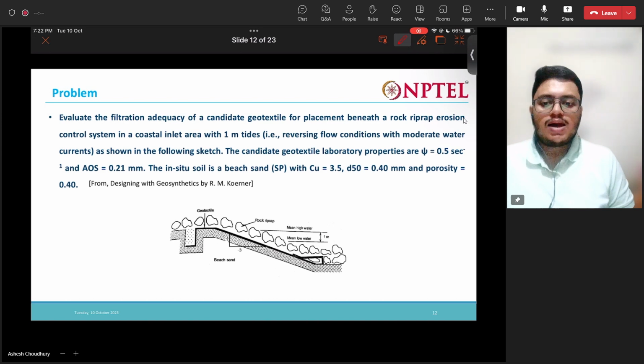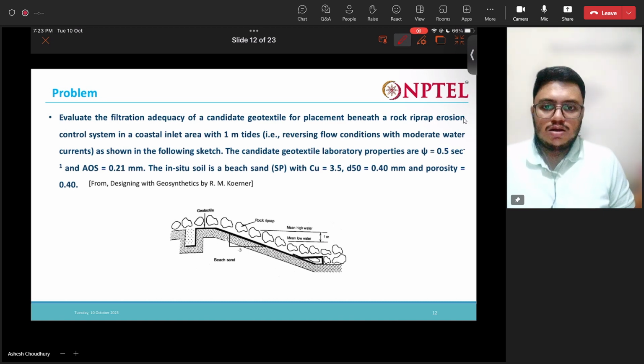The in situ soil is a beach sand with Cu of 3.5, D50 of 0.4, porosity 0.4. So we need to evaluate the filtration adequacy of a candidate geotextile.